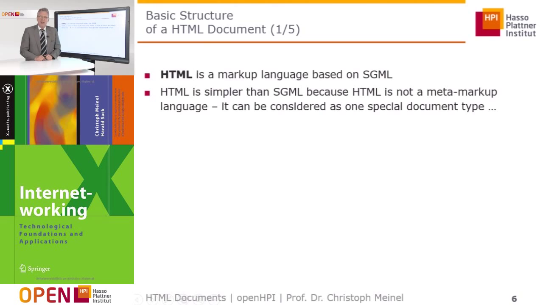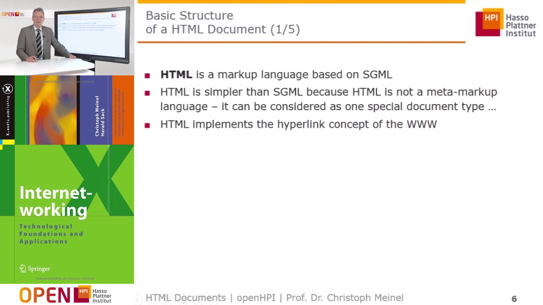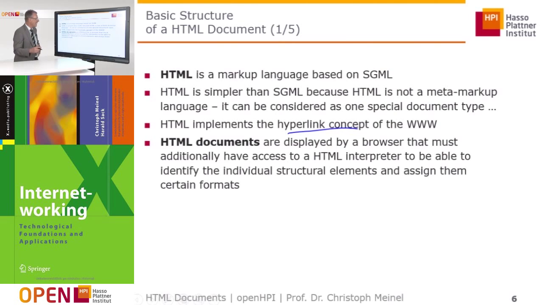So in HTML, only those language elements are used that are important to describe web documents. And an important characteristic in the web document is the hyperlink concept. So by HTML, these hyperlinks may be characterized. An HTML document is displayed by a browser. If you want to have a look at it, you use your browser, and your browser interprets your HTML. To be able to display an HTML document, the browser needs to understand the structure of this document.